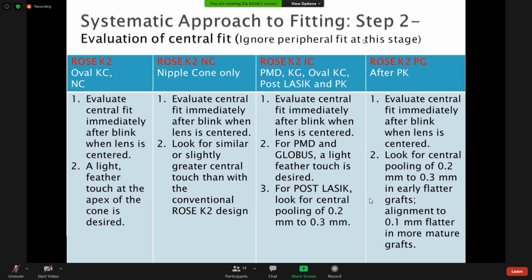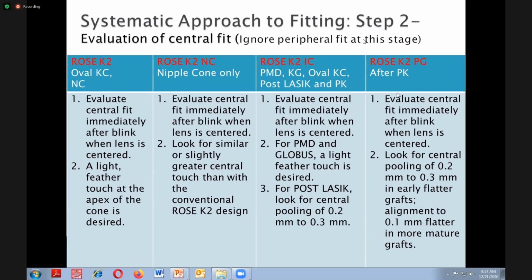There will be central pooling because after post-LASIK, the central cornea is flat, so you will observe the pooling at the center. For ROSE K2 PG lenses, again you need to evaluate the center fit as soon as the contact lens gets centered, and look for center pooling of 0.2 to 0.3 millimeter in early flatter graft, and alignment to 0.1 millimeter flatter in more mature graft.